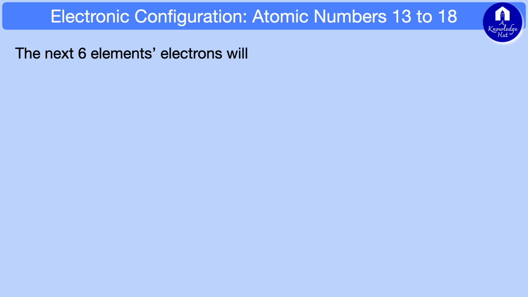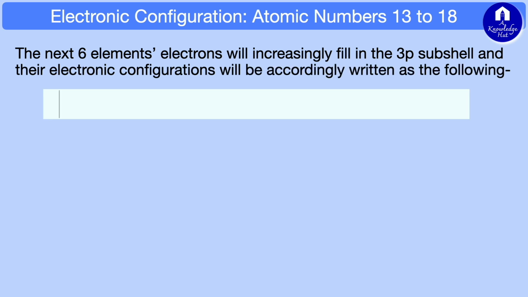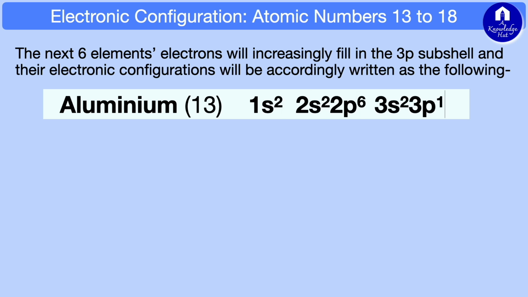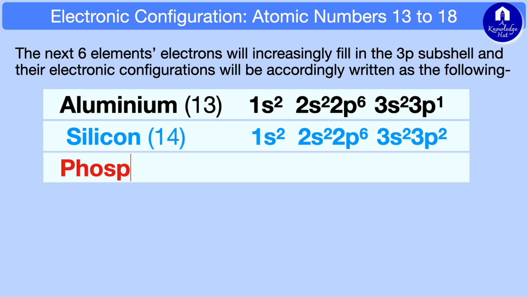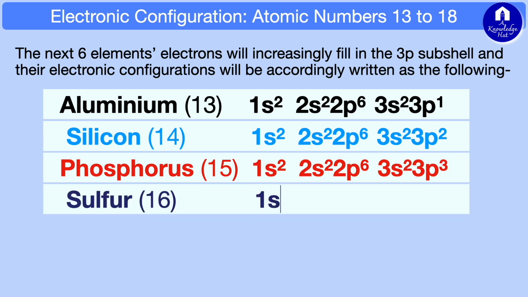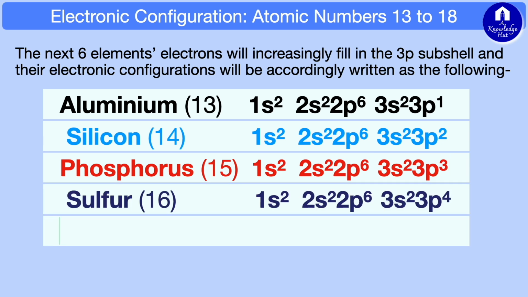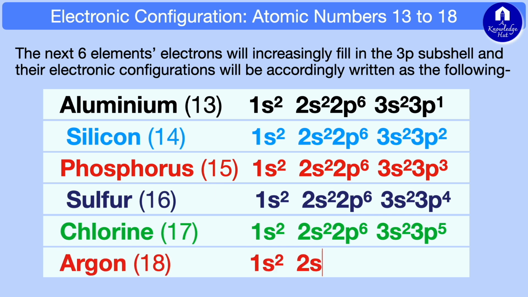The next 6 elements' electrons will increasingly fill in the 3p subshell, and their electronic configurations will be accordingly written as the following. Aluminium 1s2, 2s2, 2p6, 3s2, 3p1. Silicon 1s2, 2s2, 2p6, 3s2, 3p2. Phosphorus 1s2, 2s2, 2p6, 3s2, 3p3. Sulfur 1s2, 2s2, 2p6, 3s2, 3p4. Chlorine 1s2, 2s2, 2p6, 3s2, 3p5. And argon 1s2, 2s2, 2p6, 3s2, 3p6.